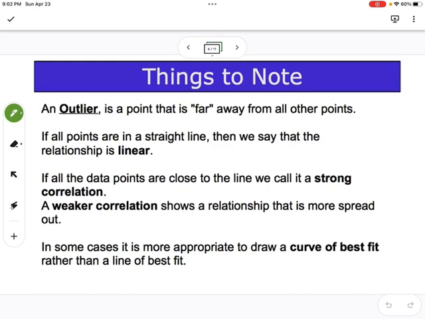And then we have our difference between a linear relationship and one where we are drawing a curve of best fit rather than a line of best fit. Okay, so that last one was showing that a curve of best fit would be better than a line of best fit because the points aren't linear, they were specifically headed in a curved direction.